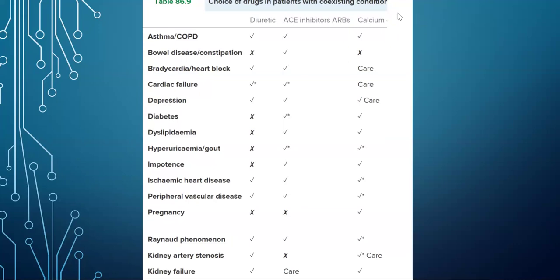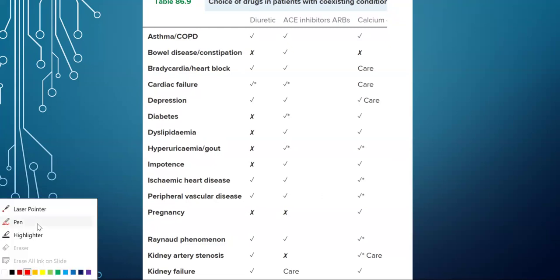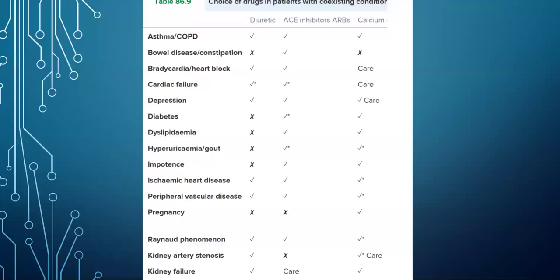The beta blocker, it's not in here, but if you open the JAM table 86.9 or go to the hypertension chapter, you'll get the full slide. And there is nothing to explain in here. It's all about which antihypertensive is better in what kind of condition.